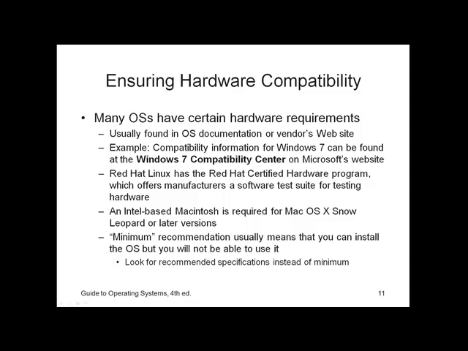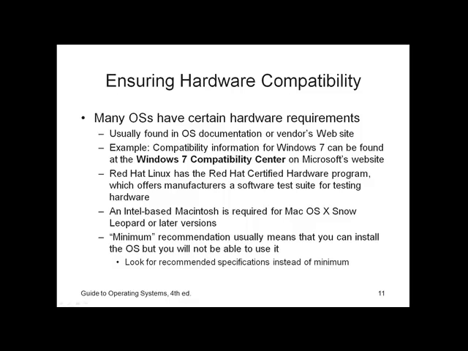Many operating systems have certain hardware requirements. All these hardware requirements are typically found in the OS documentation or the vendor's website and should be examined carefully prior to installation. Some examples would be compatibility information for Windows 7, which can be found in the Windows 7 Compatibility Center on Microsoft's website. Red Hat Linux also has a Red Hat certified hardware program, which offers manufacturers a software test suite for testing hardware. And an Intel-based Macintosh is required for Mac OS X Snow Leopard or later versions.